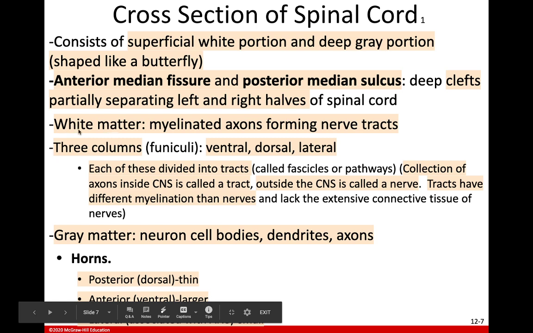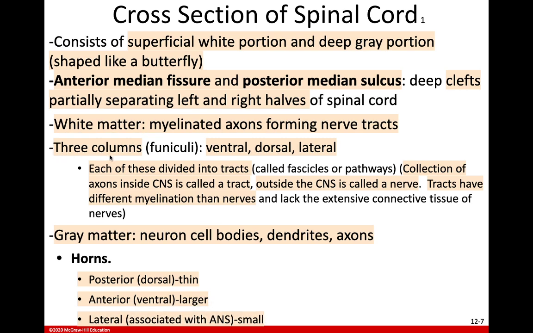Again, remember that white matter is white because it has myelinated axons. It isn't divided, but we divide it into three columns or funiculi called the ventral column, dorsal column, and lateral column. And each of these columns is divided into tracts. What is a tract? A tract is a collection of axons that are inside the central nervous system. Remember, a collection of axons outside the nervous system is called a nerve.